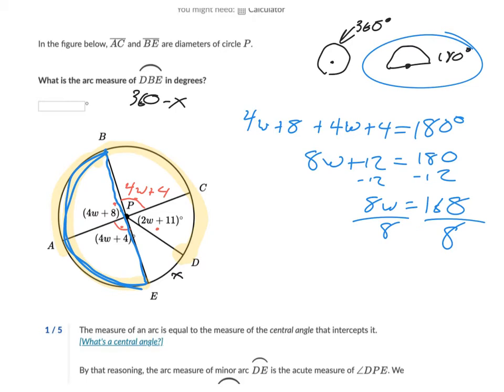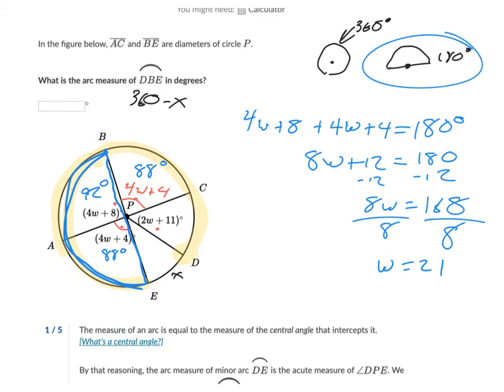Get my calculator real quick. I think it's like 21. So 168 divided by 8. Yep, it's 21. So W equals 21. Okay, now that we know that W equals 21, we could plug that in for each of these, right? So if I plugged in 21 here, 4 times 21 is 84. Yeah, 84 plus 4 makes that 88. This would be 84 plus 8, which is 92. And remember, these two we already said are vertical, so they're exactly the same. So that means that this is 88 as well.